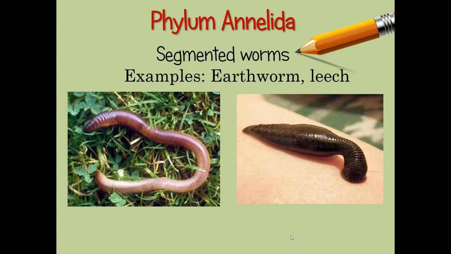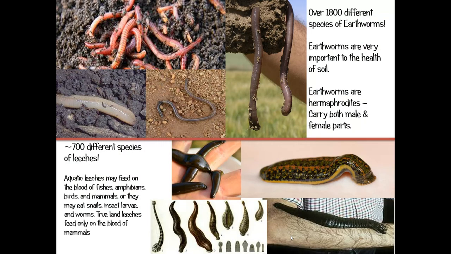Some characteristics that they share is that they all have these segmented bodies. They also have a tubular gut system, and they're really important in our soil and the health of our soil, the earthworms. So the worms basically eat food, and when they break down the food, that puts the nutrients back into the soil, which is really important for the plants.